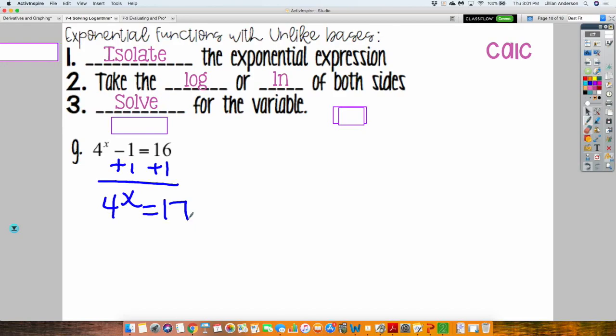At this point, you want to do step 2. It says take the log or ln of both sides. It doesn't matter. If you just want it for consistency's sake, you can just do the ln each time, okay? You get the same answer whether you use log or ln. All right? And what I mean by taking the log or ln of both sides, that literally means write log or ln before each side.